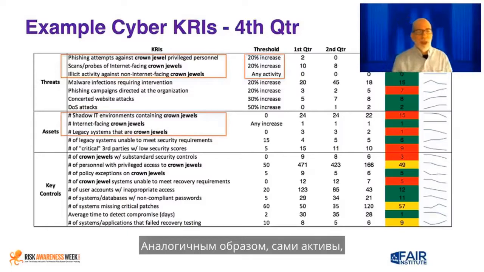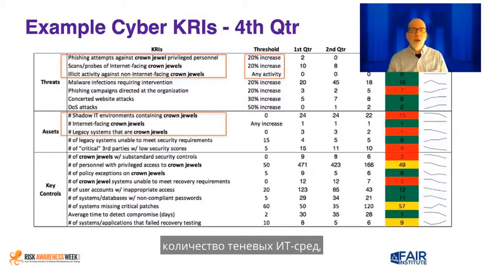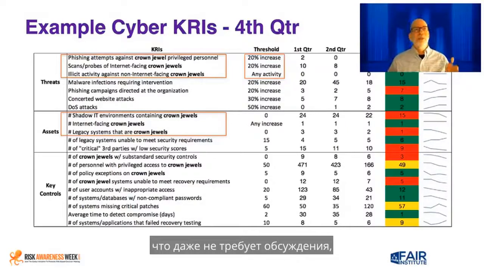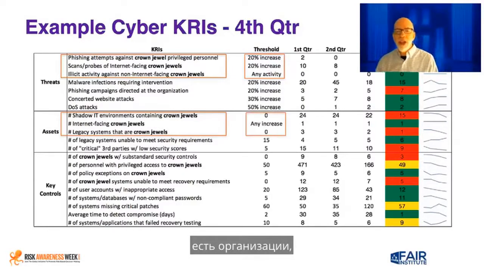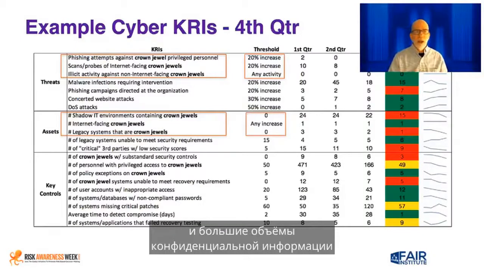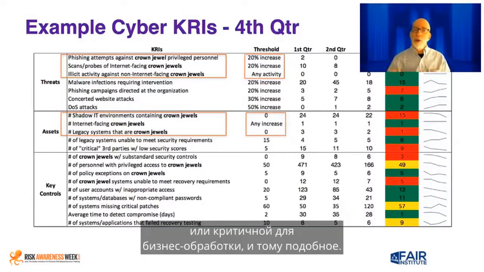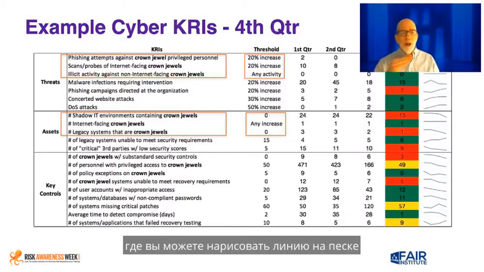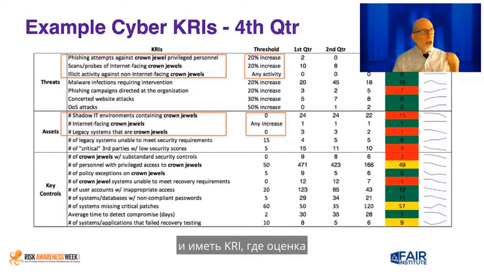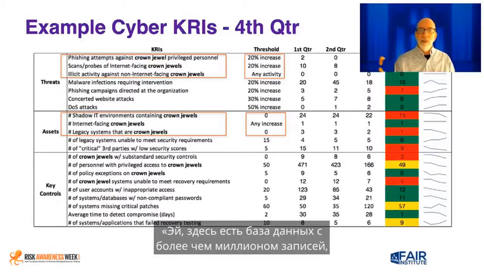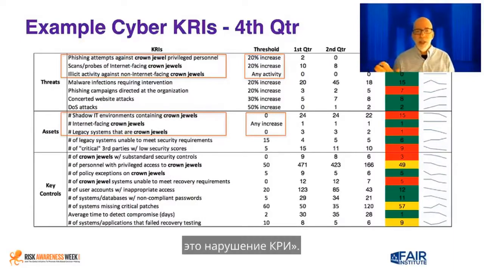Likewise, the assets themselves, the number of shadow IT environments that contain crown jewels should be zero. Again, this is something that shouldn't even require discussion. But unfortunately, I think there are certainly organizations where some shadow IT environments contain crown jewels, contain large volumes of sensitive information or are critical to business processing and that sort of thing. So, this is an example where you can draw this line in the sand and have a KRI where an evaluation of the shadow IT environment identifies, hey, there's a database here with over 1 million records. That's a violation of the KRI.